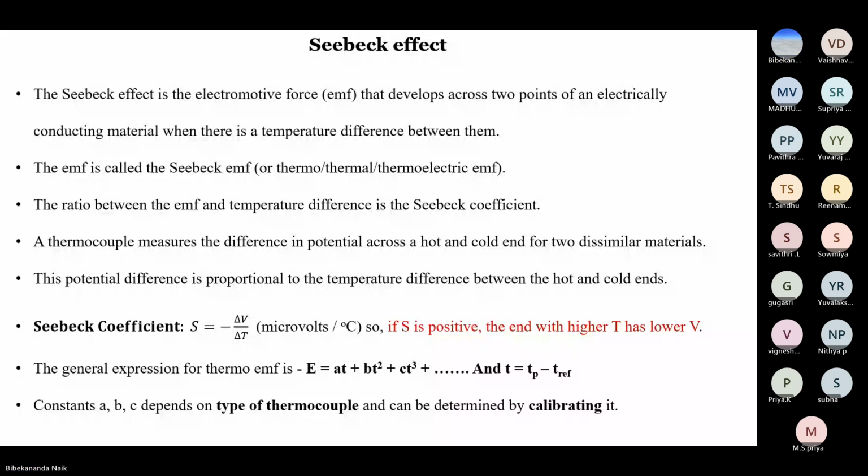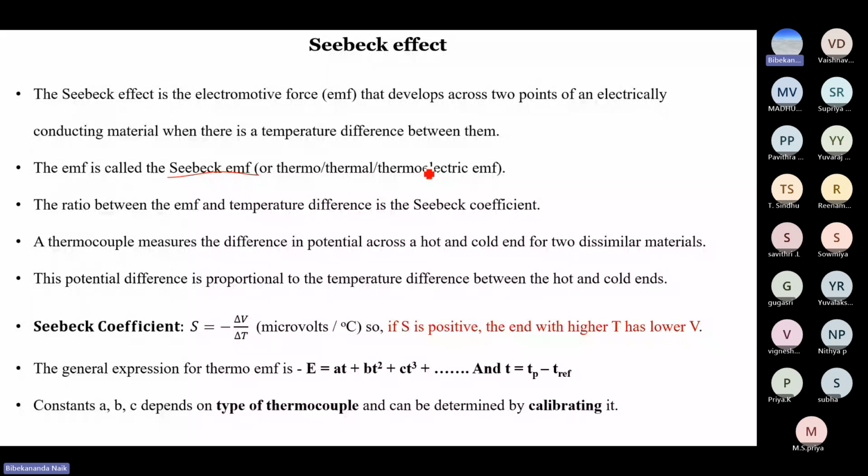So when there are junctions of dissimilar metals and they are kept at two different temperatures, there is an electromotive force that is developed across the two terminals, and that effect is called Seebeck effect. And the EMF which is developed is called Seebeck EMF or thermo EMF or thermoelectric EMF. So the ratio between the EMF developed and the temperature difference is called the Seebeck coefficient.